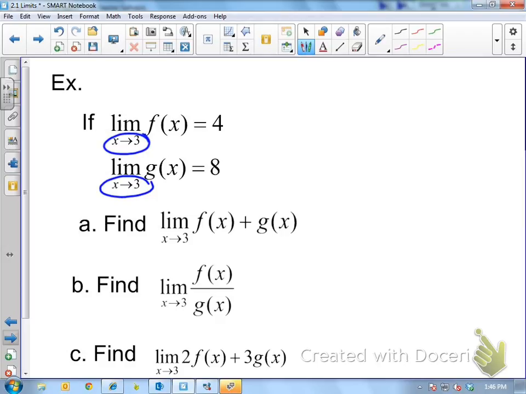So part A, we want the limit as x approaches 3 of f of x plus g of x. What this is saying is, if I know the limit of one, we can add it to the limit of the other. So what's the limit of the f of x piece? 4. What's the limit of the g of x piece? 8. So our limit of the entire thing is 12.